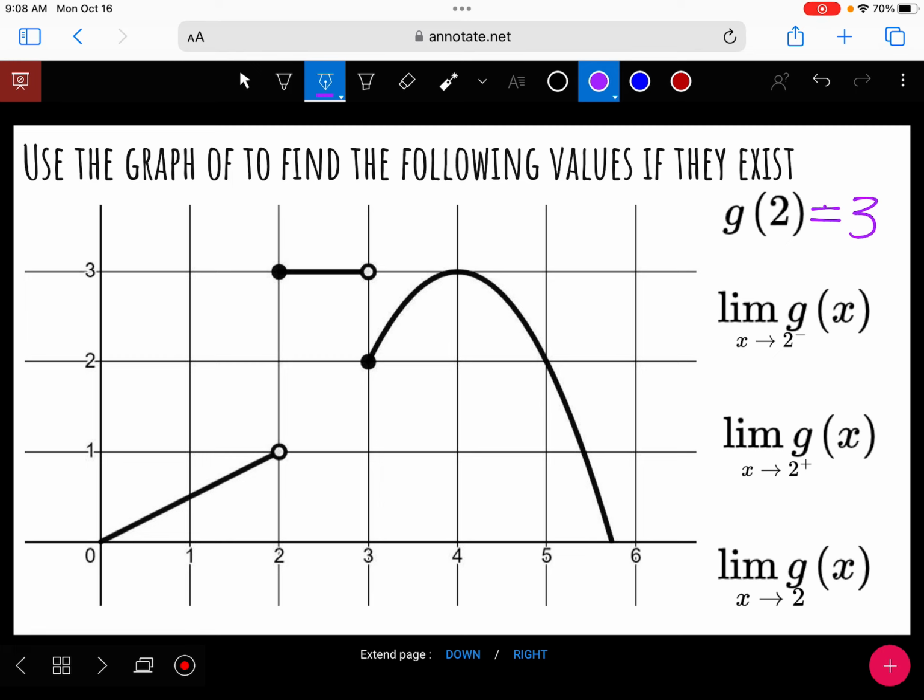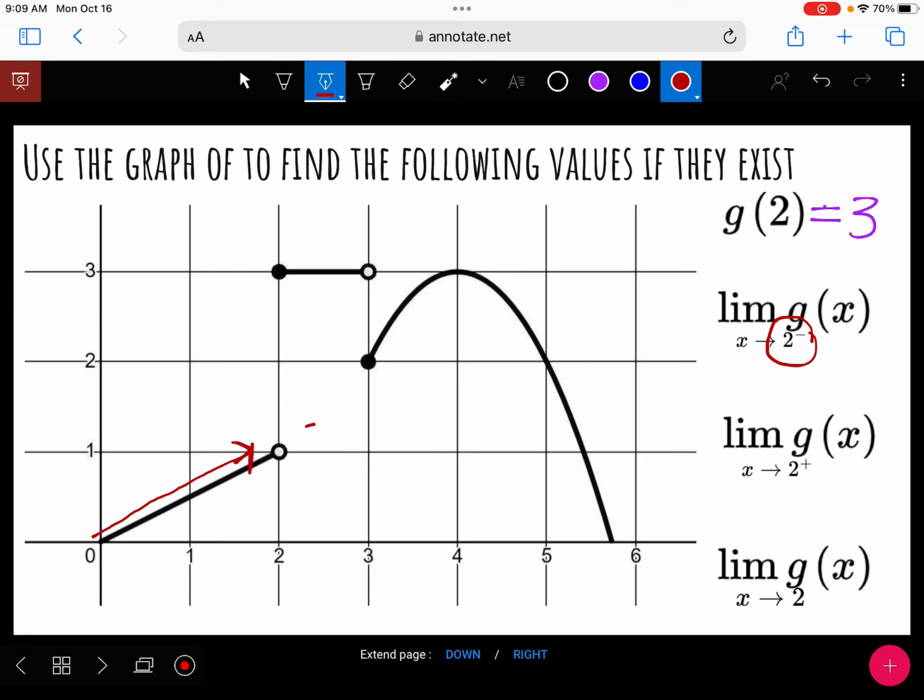What we're asking for here is what value g of x approaches as x approaches 2. The little minus sign means from the left. So we want to know, as x approaches 2 from the left, what value is it approaching?